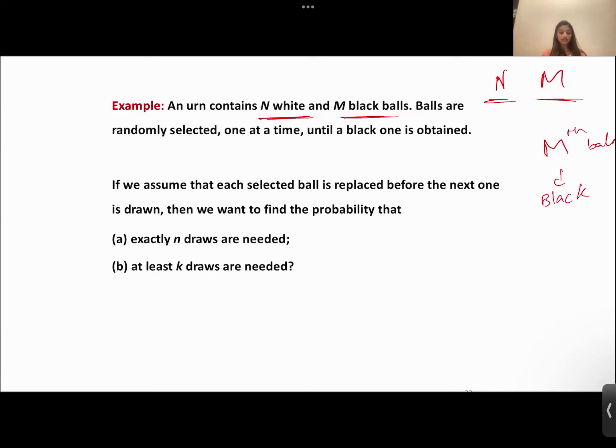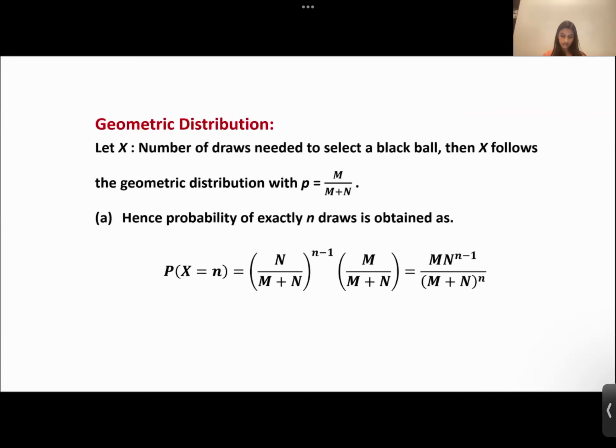Now let's say you need to find the probability that exactly n draws are needed, and you also want to calculate that at least k draws are needed, like P of X equal to n and P of X greater than or equal to k. You need to calculate these, and they can be calculated using these formulas here. Getting a white ball is considered a failure, and getting a black ball, m, is a success.